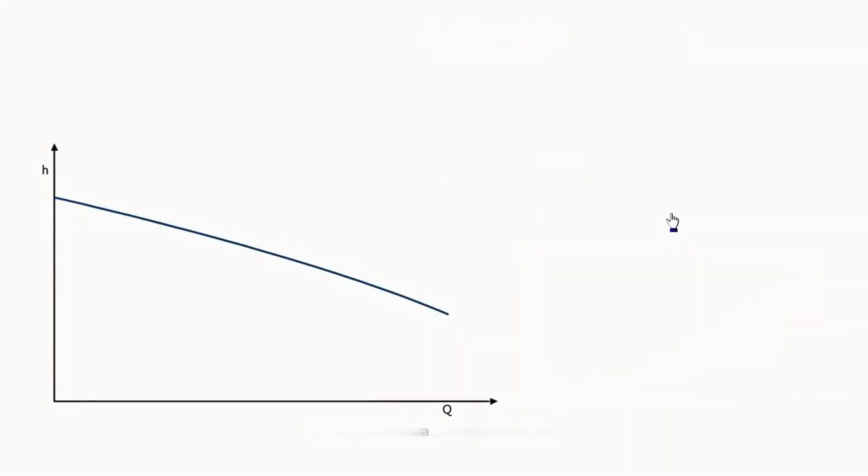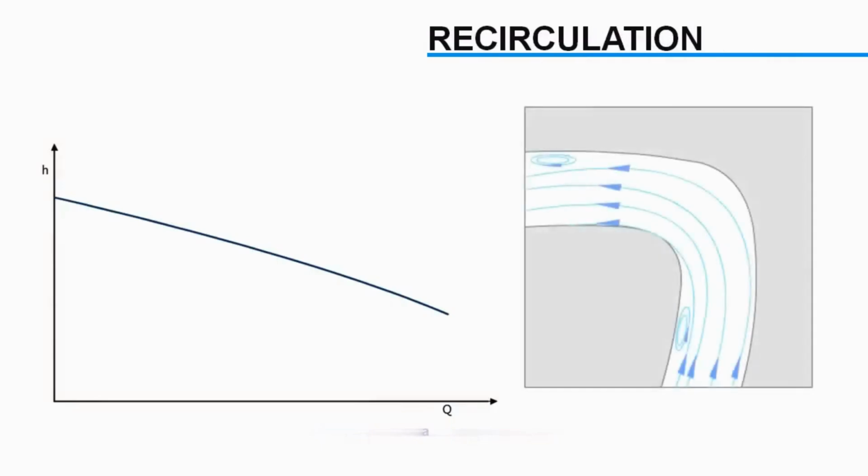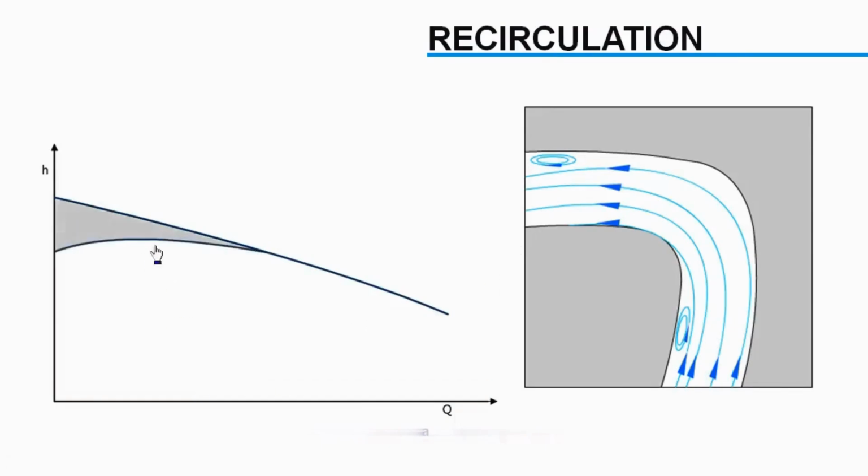Next is due to recirculation effect in the flow. When flow is below the design flow rate, recirculation losses becomes predominant, as shown in figure. When pump operates at its design flow rate, recirculation loss is almost zero.